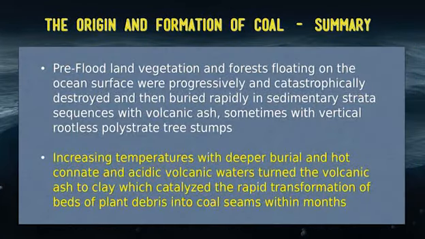So, let's sum this up. Pre-flood land vegetation and forests floating on the ocean surface were progressively and catastrophically destroyed and then buried rapidly in sedimentary layer sequences with volcanic ash, sometimes with vertical, rootless, polystrate tree stumps. Increasing temperatures with deeper burial and hot groundwaters and acidic volcanic waters turned the volcanic ash to clay, which catalysed the rapid transformation of the beds of plant debris into the coal beds we see today, all within months.